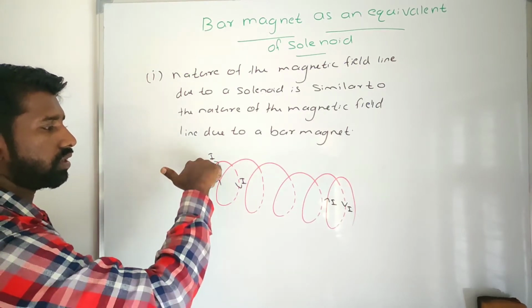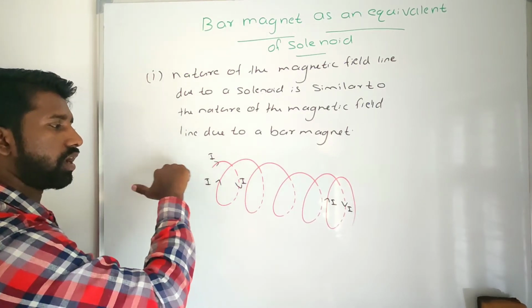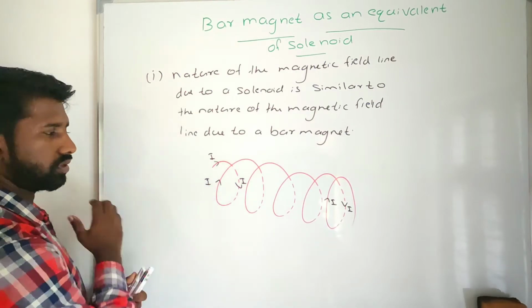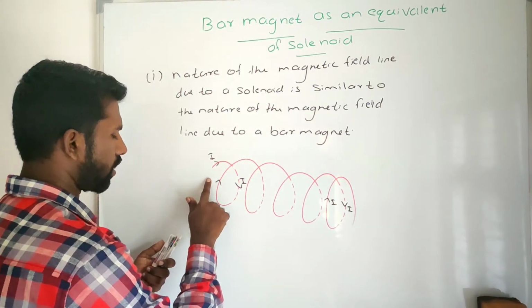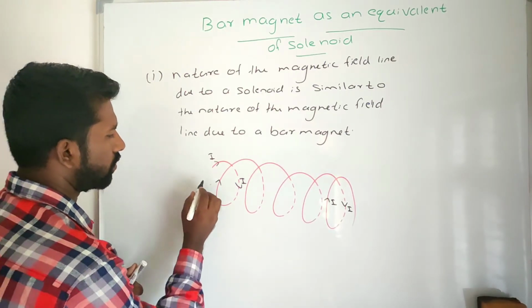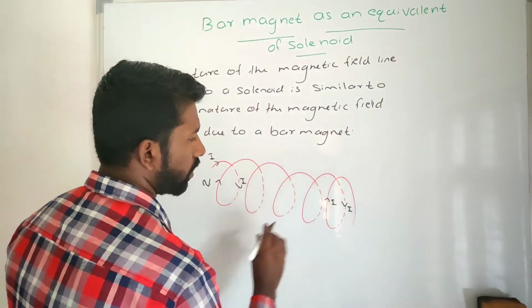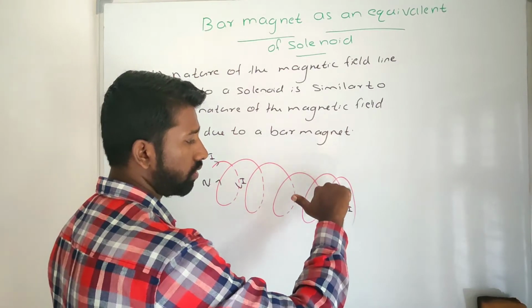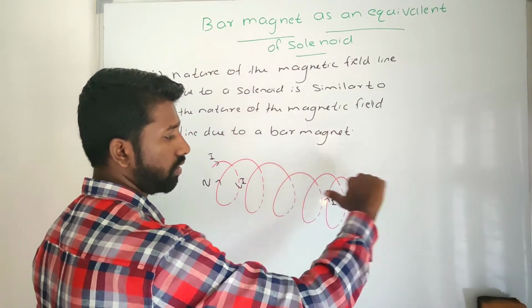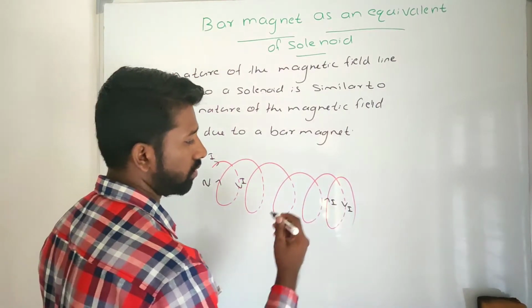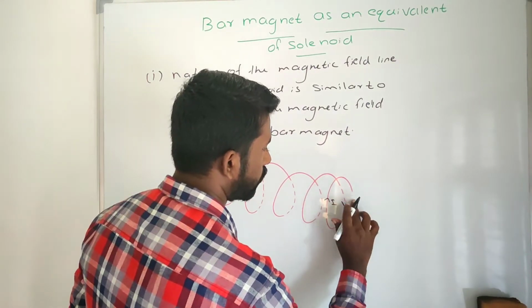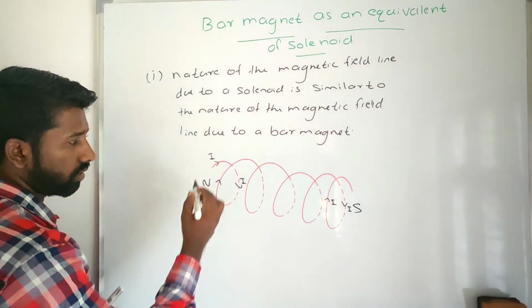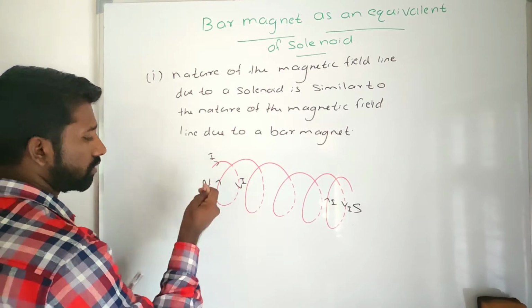So here in this end, if I apply the right hand rule, I am getting the magnetic field coming out. That means this end acts like a north pole. And on this side, applying the right hand rule, I am getting the magnetic field entering. That means this end acts like a south pole. Okay, then what about the magnetic field?